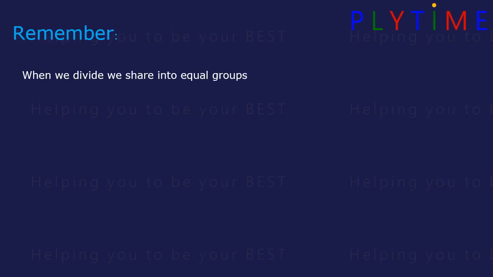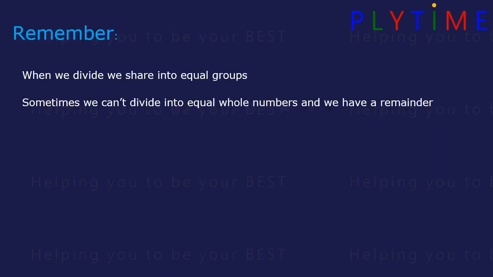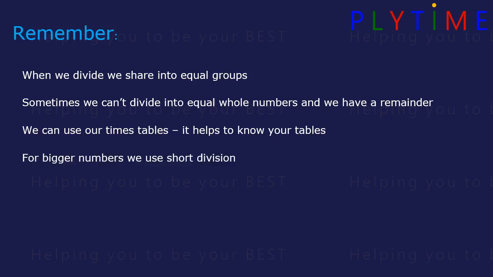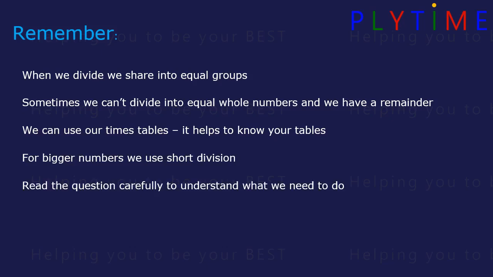Remember, when we divide, we share into equal groups. Sometimes we can't divide into equal whole numbers and we have a remainder. We can use our times tables, and it really helps to know your times tables with division. For bigger numbers, we use short division. Read the question carefully to understand what we need to do.